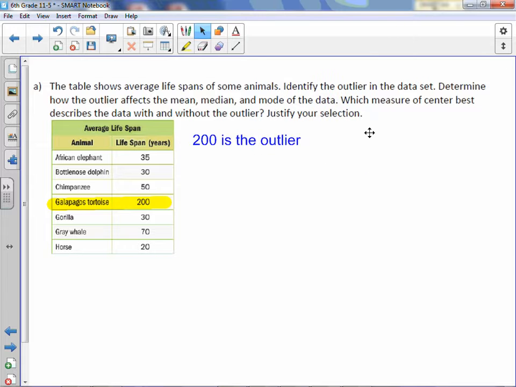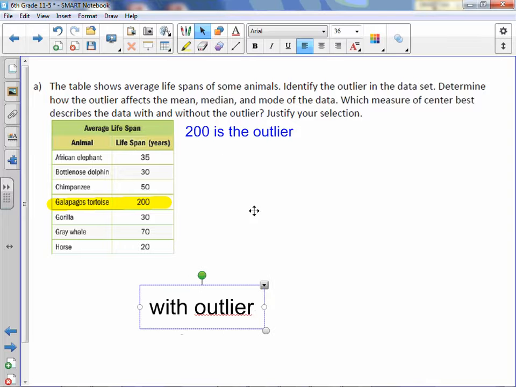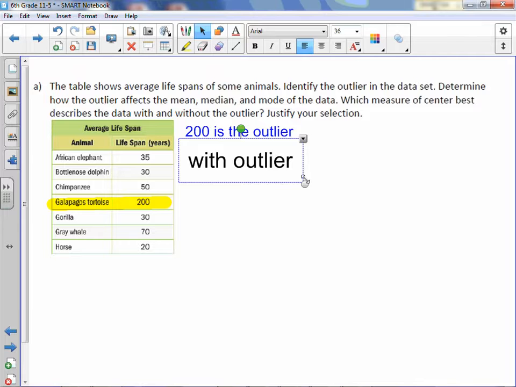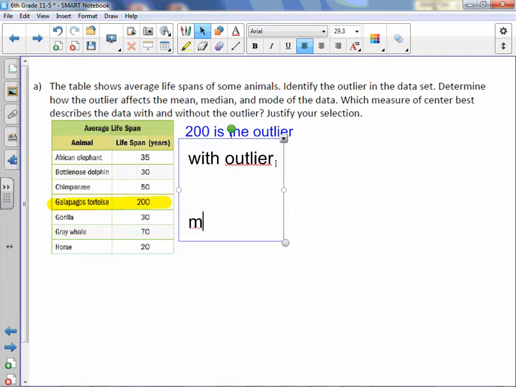Now, determine how the outlier affects the mean, median, and mode. So we are going to find the mean, median, and mode with the outlier, and then again we're going to find it without the outlier. So to find the mean, we add up all the values and divide by 1, 2, 3, 4, 5, 6, 7. So with the outlier, add up all the values, divide by 7, and we get a mean of 62.1.